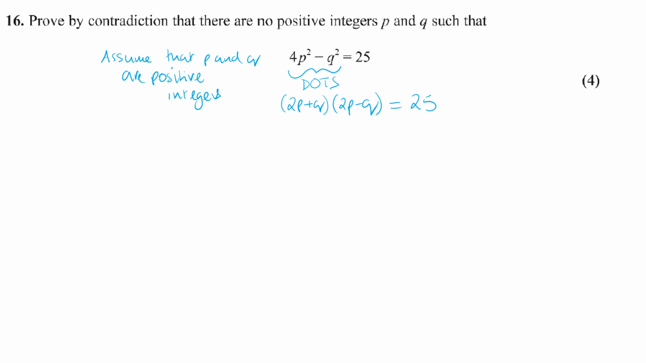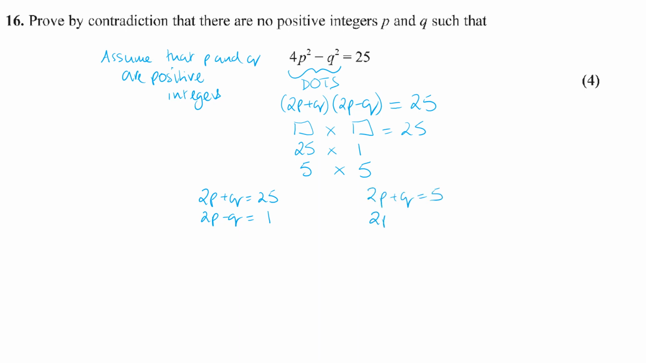So what we can think of now is numbers that actually times together to equal 25. So what numbers could they be? You could have 25 times 1, and you could have 5 times 5. They both times together to give you 25. So if we just set up some equations, 2p plus q equals 25, then 2p minus q would have to equal 1. Or the other one is 2p plus q could equal 5, and 2p minus q could also equal 5. So we've got two lots of simultaneous equations.